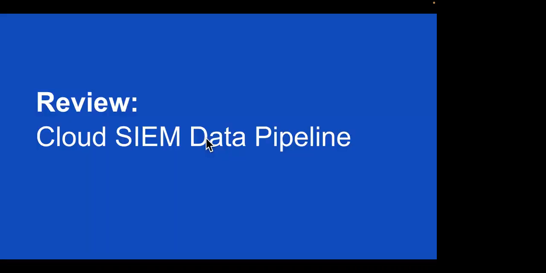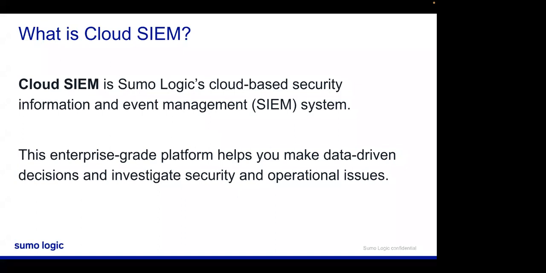Let's talk about the Cloud SIEM data pipeline and how things work in here. Cloud SIEM is our security information and event management system. It is going to ingest a lot of data, and from that data, it's going to correlate, aggregate, and do a bunch of things to help us understand where our security and operational issues are so that we can focus on them.